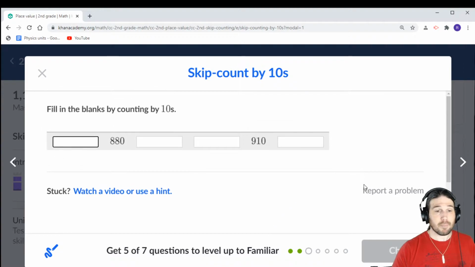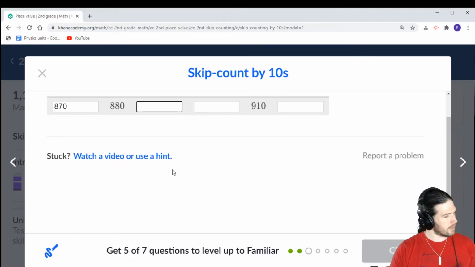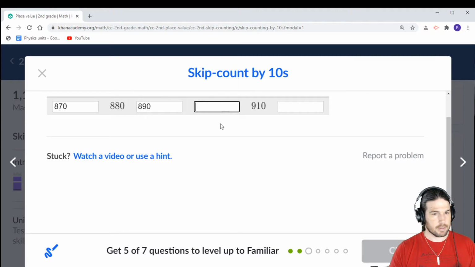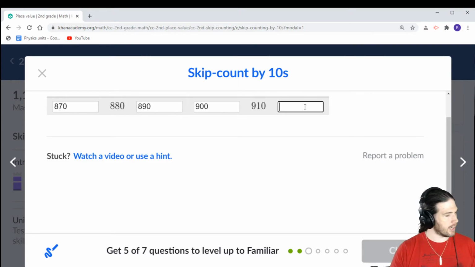Anyway, fill in the blanks by counting by tens. So again, we're kind of only dealing with the middle number. This is 870, 880, 890, 900, 910, and 920.